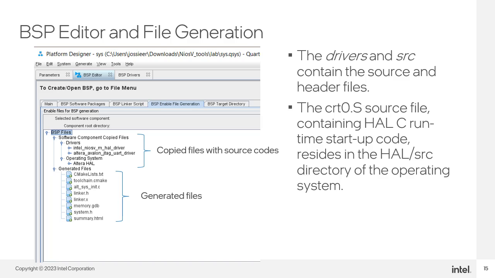In the BSP Enable File Generation tab, you can find the generated files to continue working with the rest of the system design flow. The drivers and SRC contain the source and header files. The operating system source code has a separate directory where the CRT0's source file containing the HAL-C runtime startup code is.